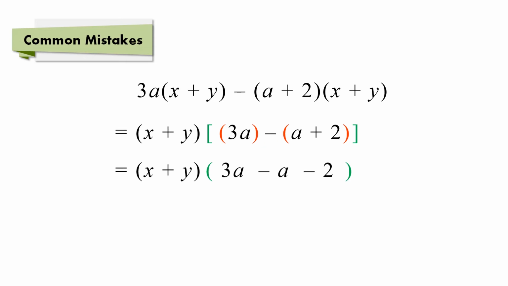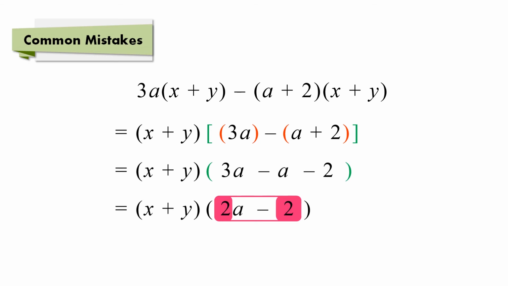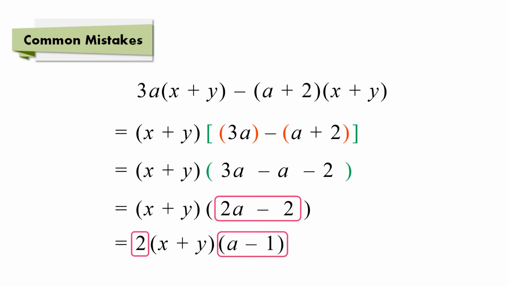After that, copy bracket x plus y and combine the like terms. 3a minus a, which is 2a, then minus 2. We have to pay attention whether there are still common factors or not. We found that, for 2a minus 2, we can take out the common factor 2. So, the final answer is 2 times bracket x plus y times bracket a minus 1.